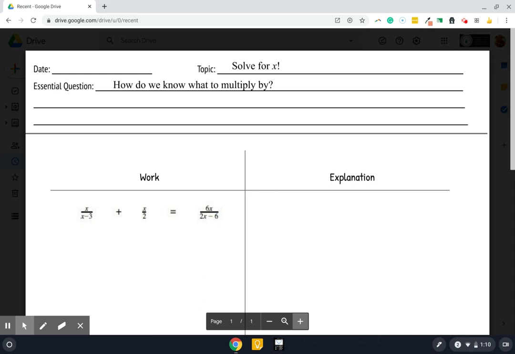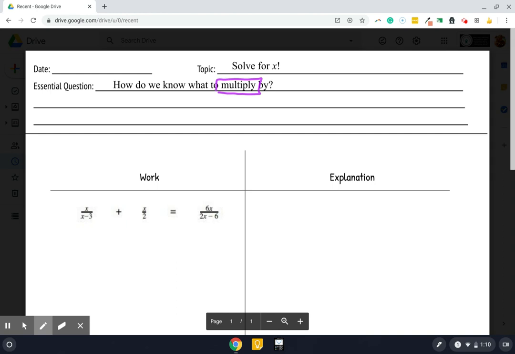Hey guys, we are working on the last part of this unit, which is all about solving for x. And we are going to do some multiplying. So how do we know what we are going to multiply by? We're going to work through a problem together, and I will keep some recorded notes on the right-hand side as we work through the problem on the left.